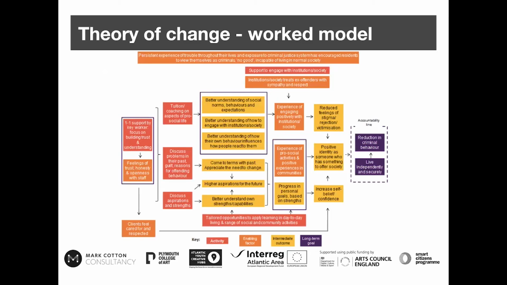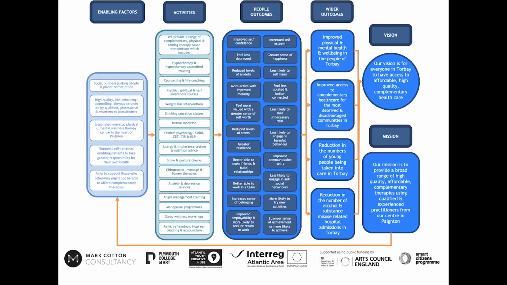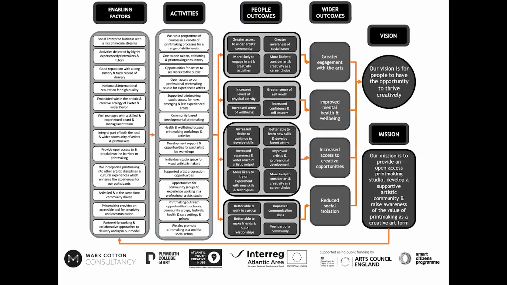You can then continue to shape the theory of change until it is a fair reflection of your aims, outcomes, outputs, and activities. As you can see from this worked example for a supported housing project. And also this example from a complementary health clinic. And another, but this time from an arts organisation.